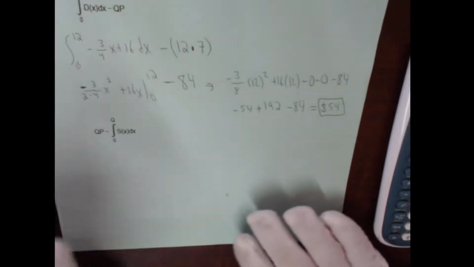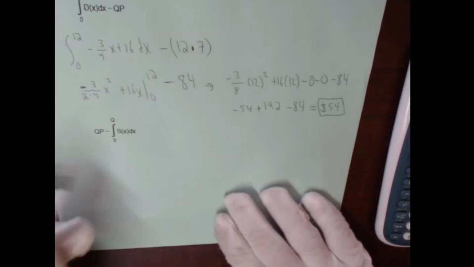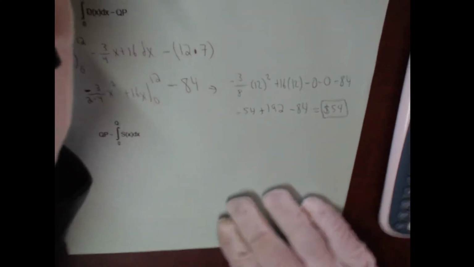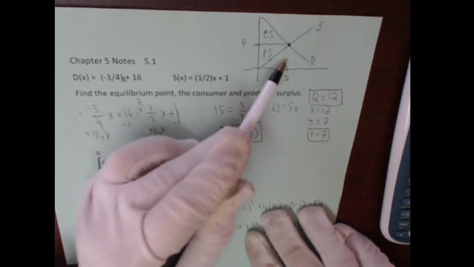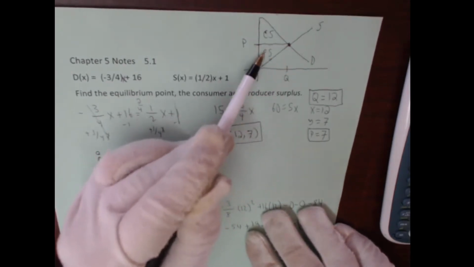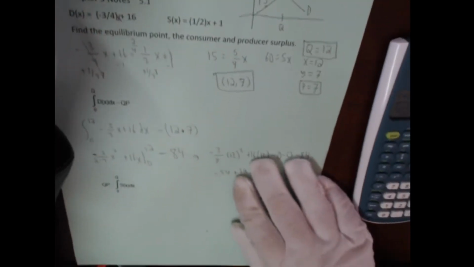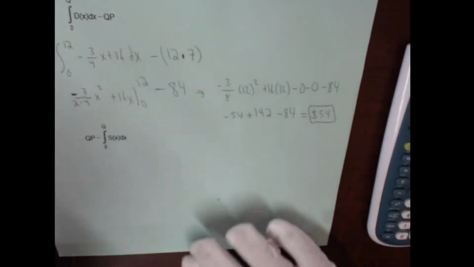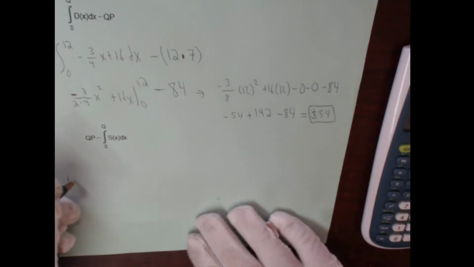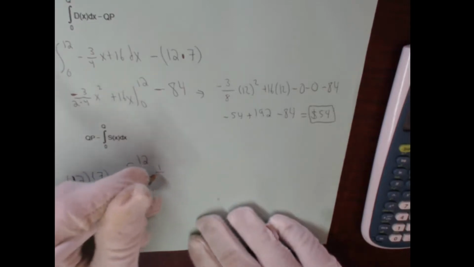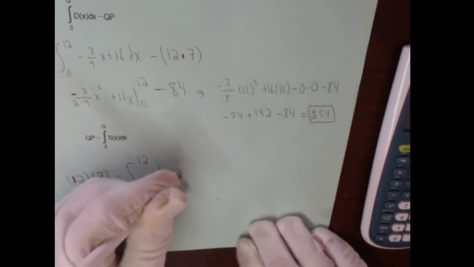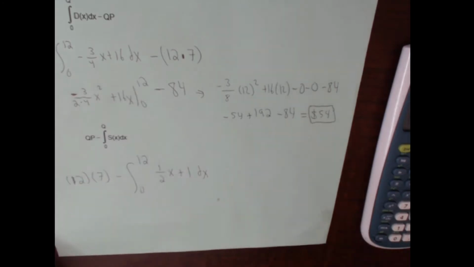Now let's see how much the businesses are benefiting from this. And so to do that, we take the box minus the area. So here's the PQ box again. We take this box minus the area underneath the supply curve to find this producer surplus triangle. So in this case, it's going to be 12 times 7 minus the integral from 0 to 12 of the supply curve, which you'll remember was 1/2 x plus 1 dx.